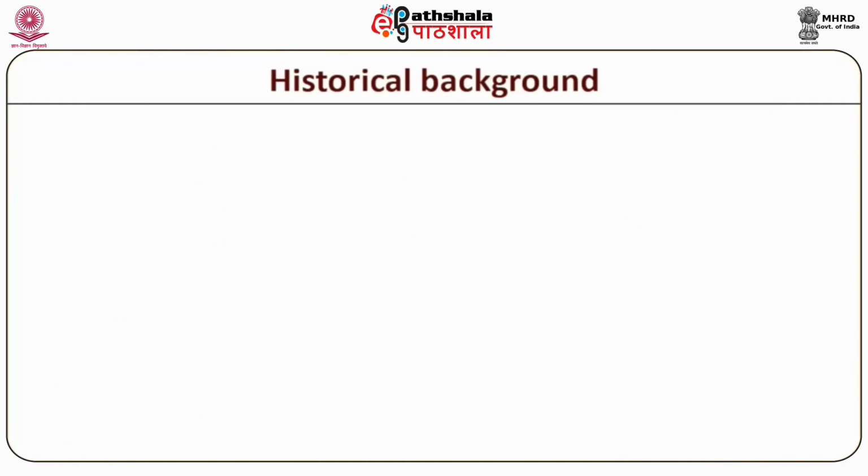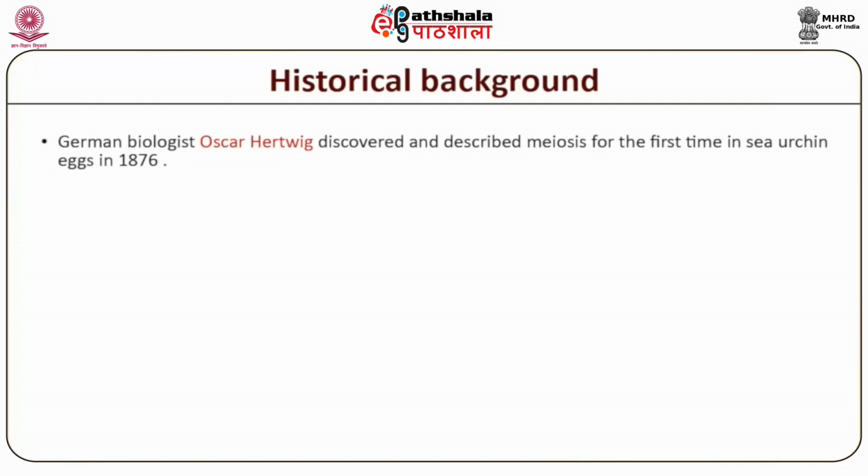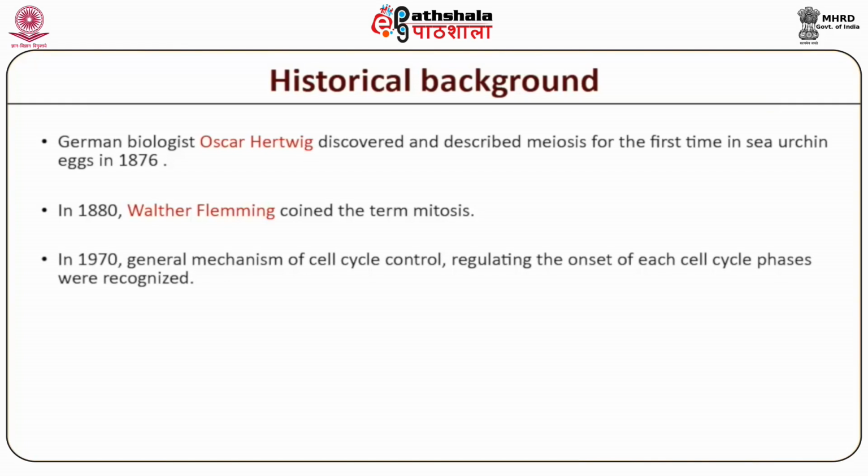Since the discovery of the third tenet of cell theory proposed by Rudolf Virchow, that new cells arise from pre-existing cells, cell cycle became the subject of intensive research. For the first time, Oscar Hertwig described meiosis in sea urchin in 1876. Four years later, Walther Flemming gave the term mitosis. The advancement of molecular and genetic techniques in the 20th century strengthened our understanding of cell cycle and its regulatory mechanism, which we are going to discuss in the next few minutes.